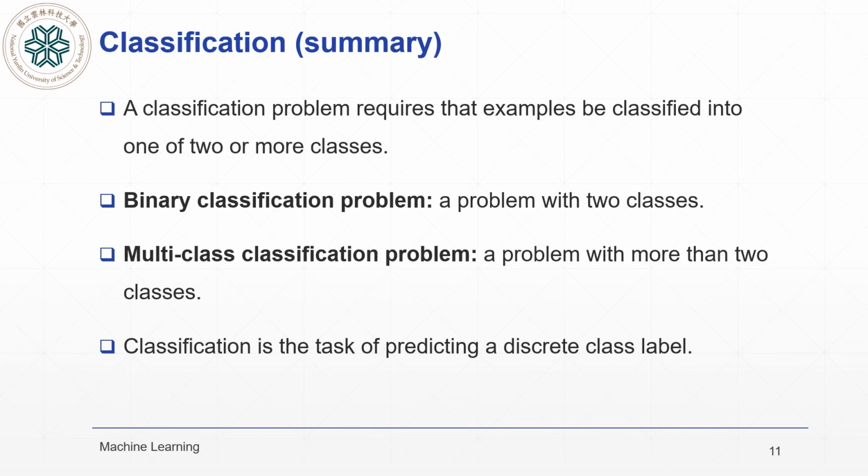For classification, we have a classification problem that requires that examples be classified into one of 2 or more classes. We have binary classification problems and multi-class classification problems. In binary classification, a problem with 2 classes, it is very easy. In multi-class classification, a problem with more than 2 classes. We have many examples we will give you. Classification is the task of predicting a discrete class label.